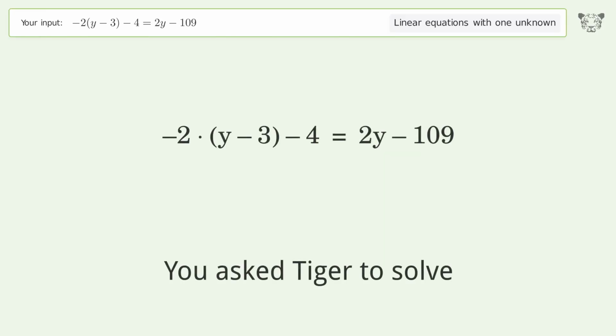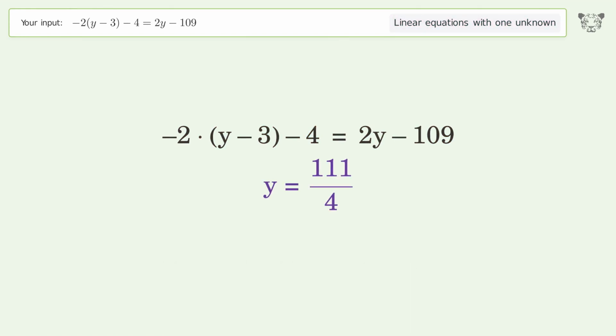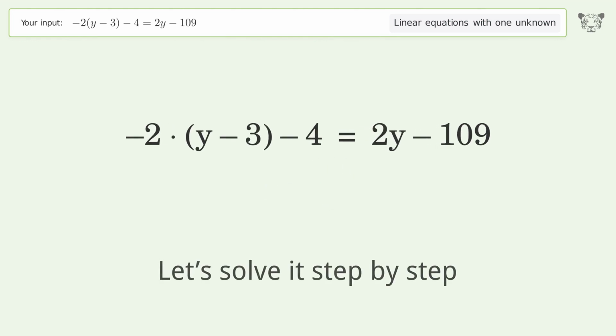You ask Tiger to solve this. This deals with linear equations with one unknown. The final result is y equals 111/4. Let's solve it step by step.